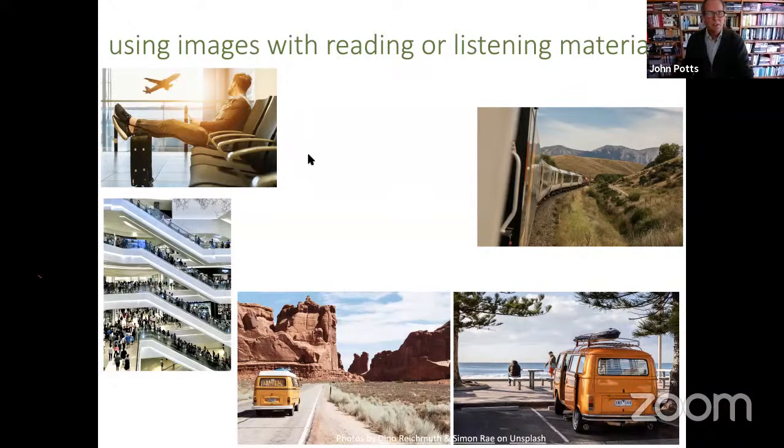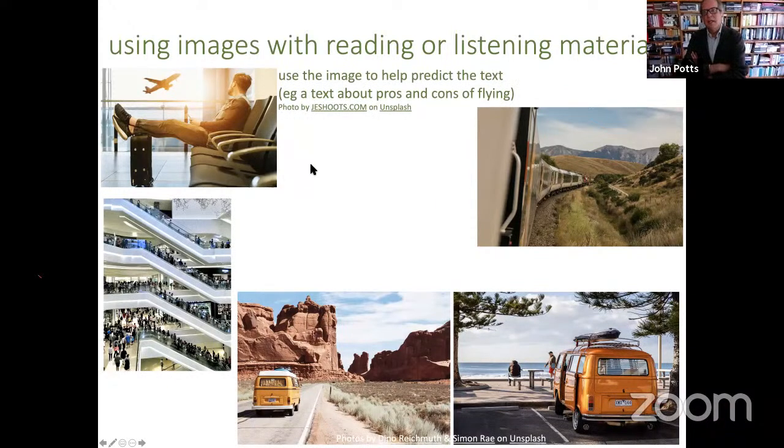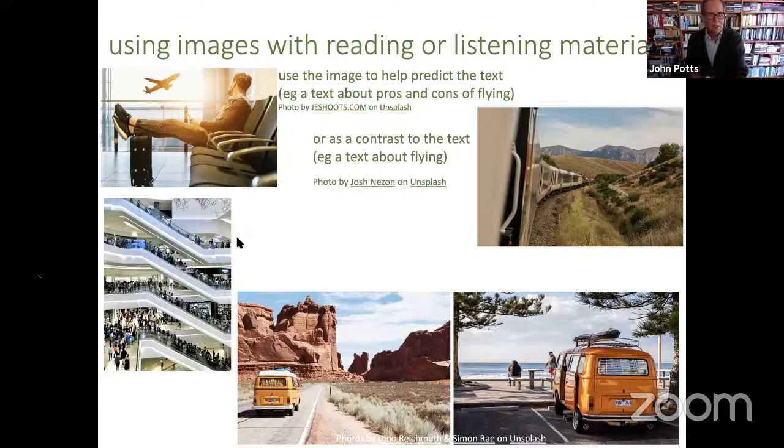So for example, this first picture here on the top left, I could use this picture to help predict the text. They're going to read a text about the pros and cons of flying, the for and against of flying. And I can use this picture as a prompt before they read the text. So what do you think the text is going to say about the advantages and disadvantages of flying? Or if I take the picture on the right, I could use this as a contrast. The text is all about flying, but this picture isn't flying. This picture, how this picture contrasts with the text. Next picture on the right, maybe the text is all about shopping.